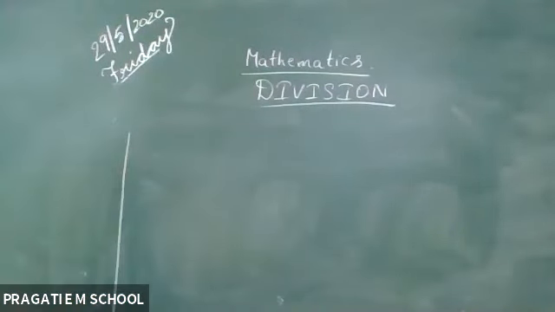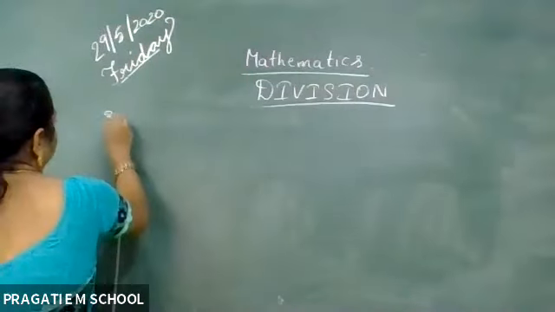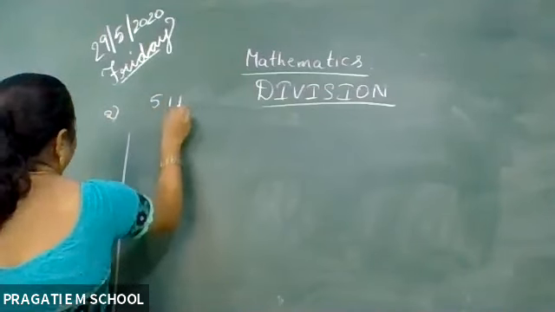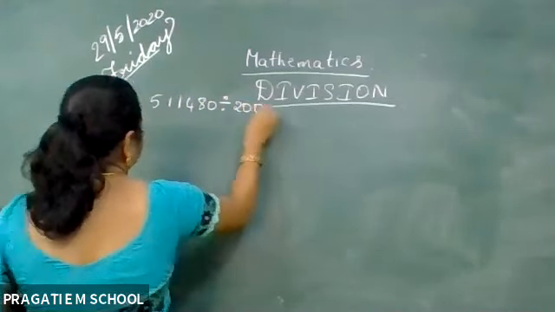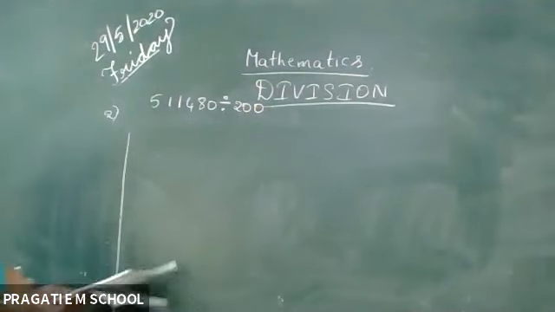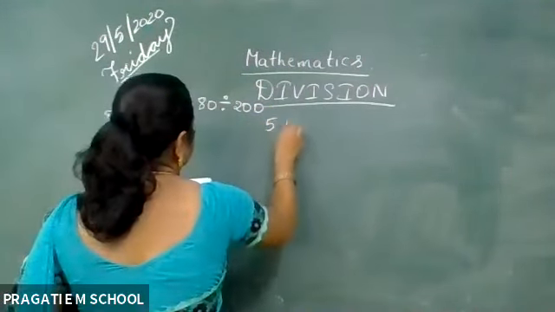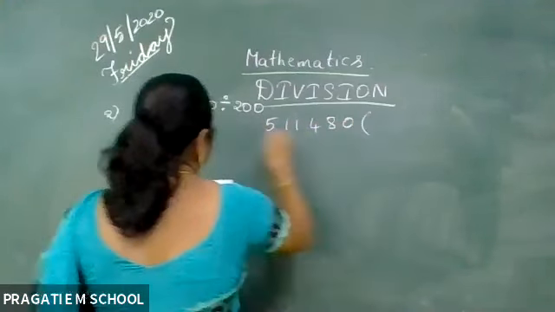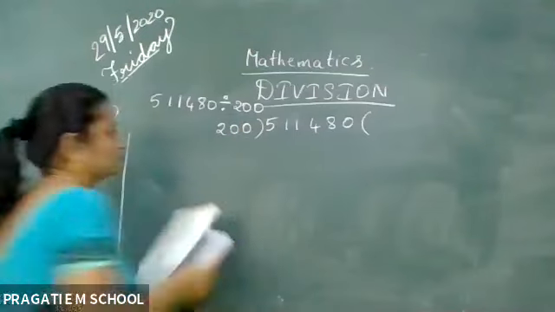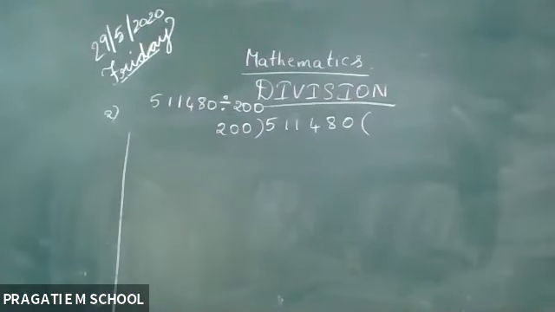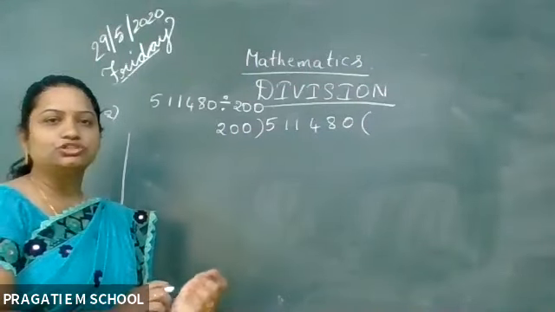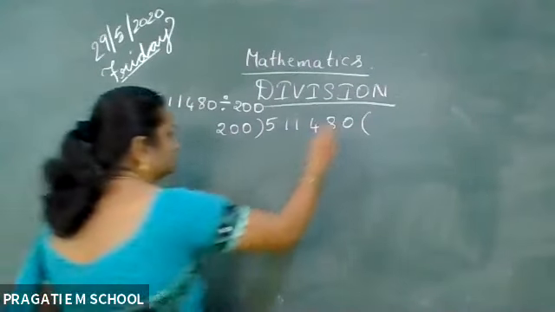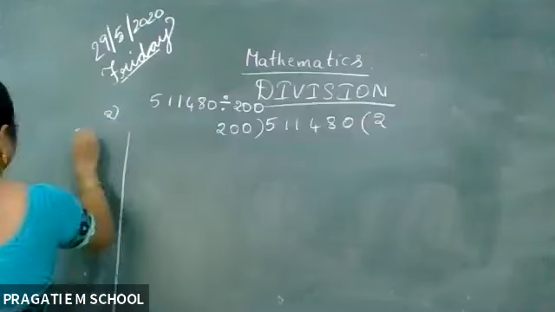Yes. Now we have 511,480 divided by 200. So we know that already we know two table. So just we will write two more zeros to it. That's it. So we are going to consider it as 200. What is 200, children?